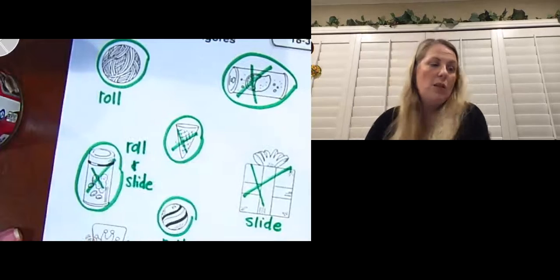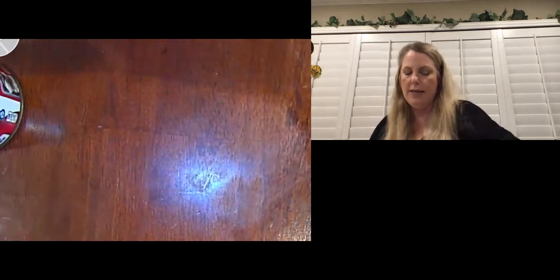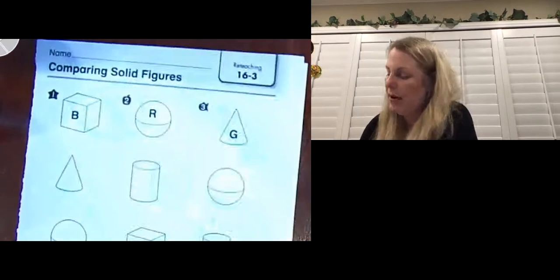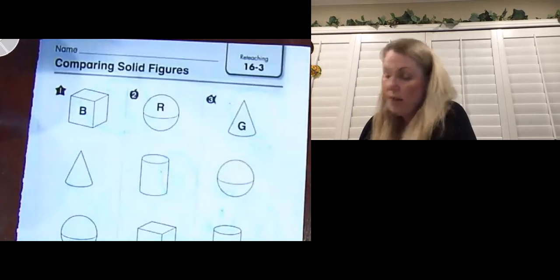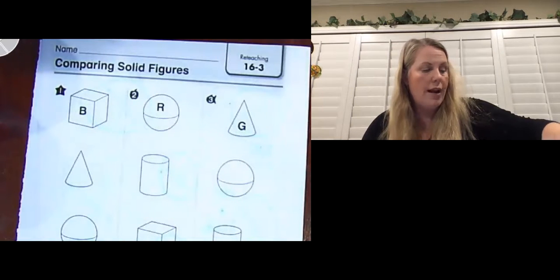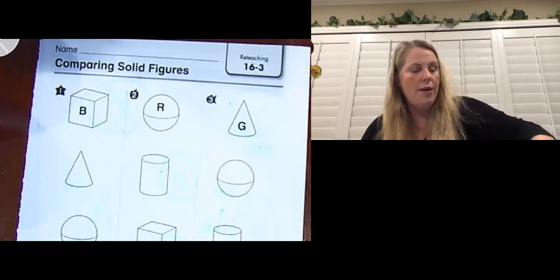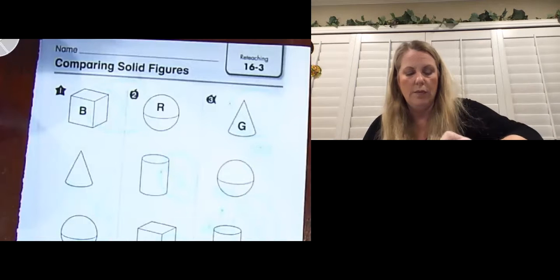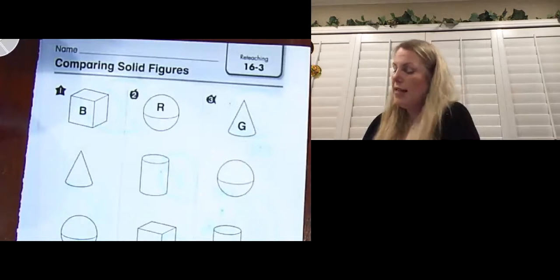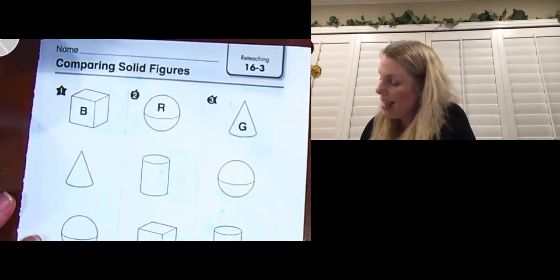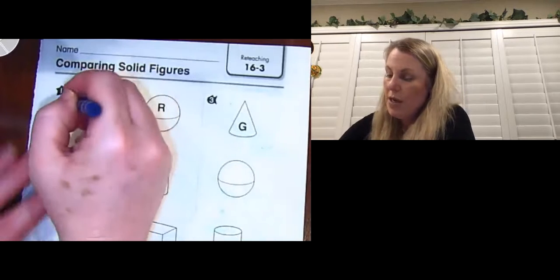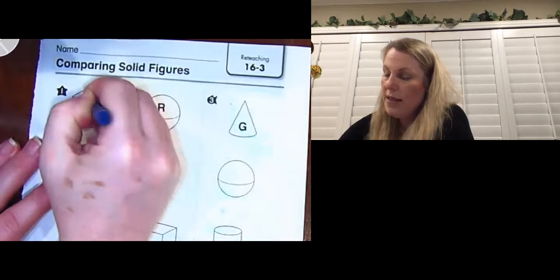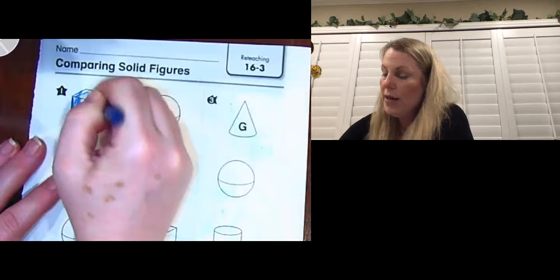Let's go ahead and look at the back. So our back page looks like this. And it says, now we're going to compare. And it says, let's get out our blue crayon. And for our blue crayon, it says, color the solid figure that can stack. So do you remember, could we stack those cubes? Yep. We're going to go ahead and color that.